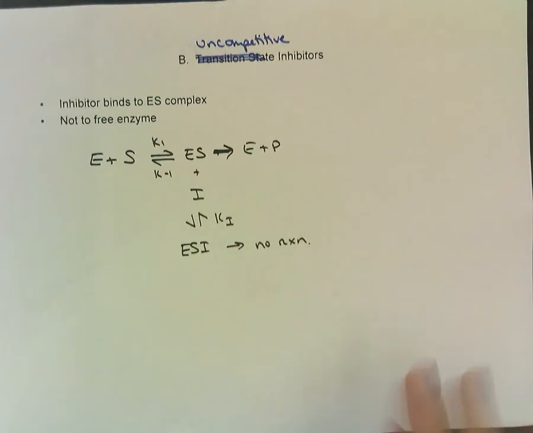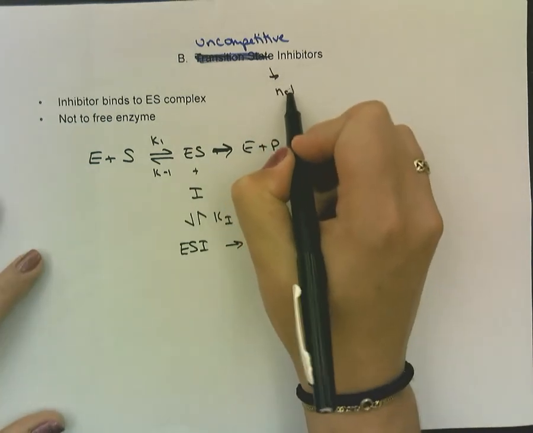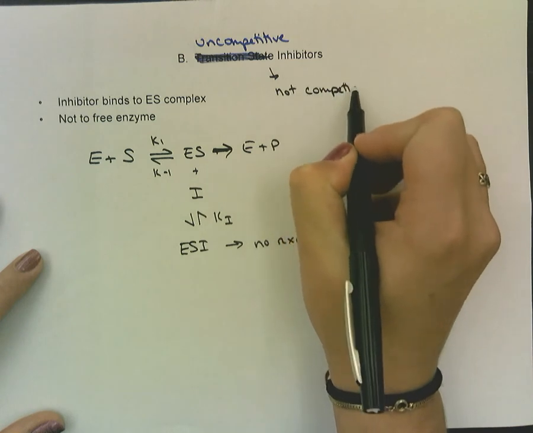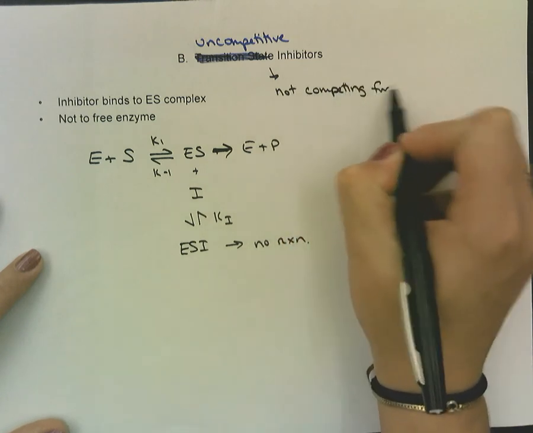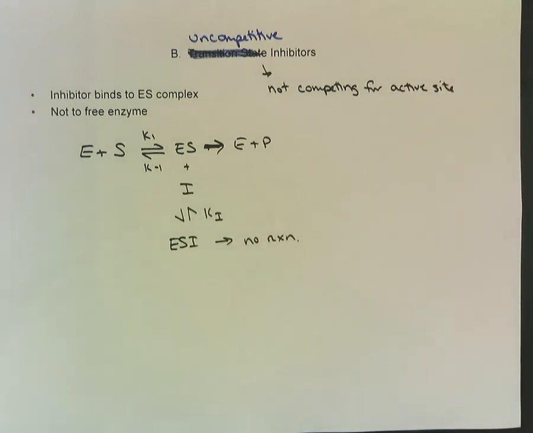Our next type of inhibitor is going to be uncompetitive inhibitors. And there's a typo on that slide. It shouldn't be transition state. It should be uncompetitive inhibitors. So the mechanism for an uncompetitive inhibitor is that one, where it's called uncompetitive because it's not competing for the active site. In this case, the inhibitor binds to the enzyme substrate complex, not to the free enzyme.